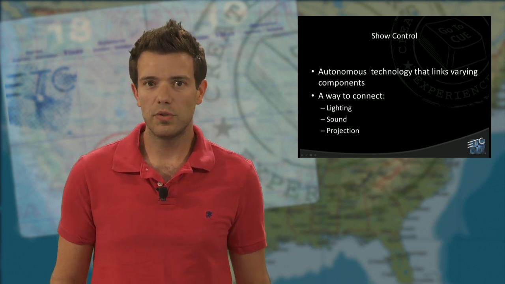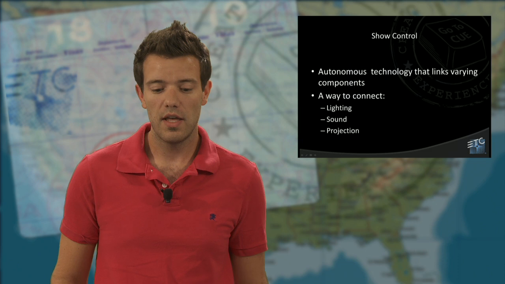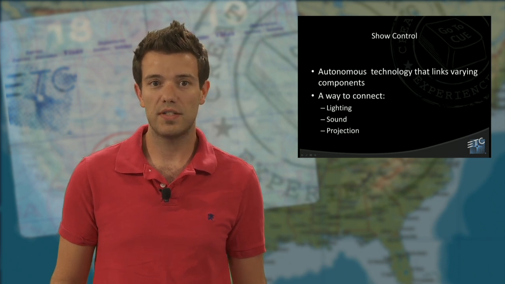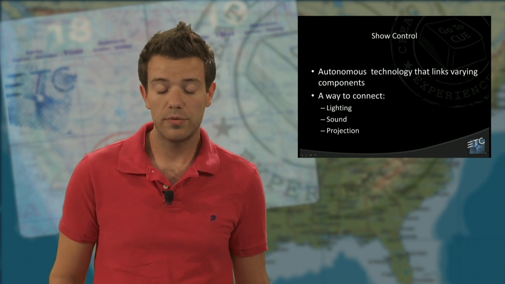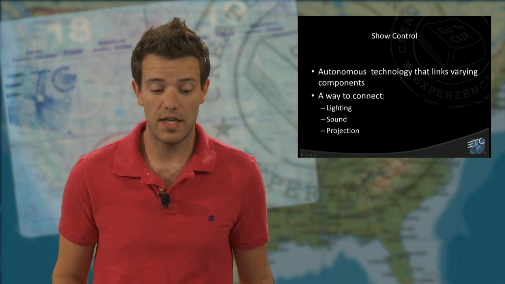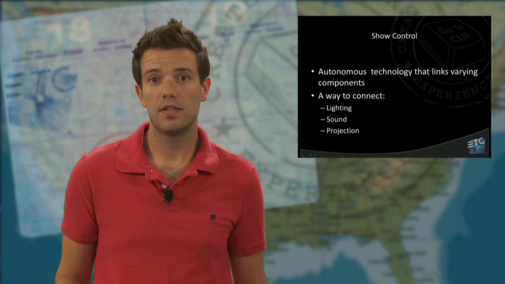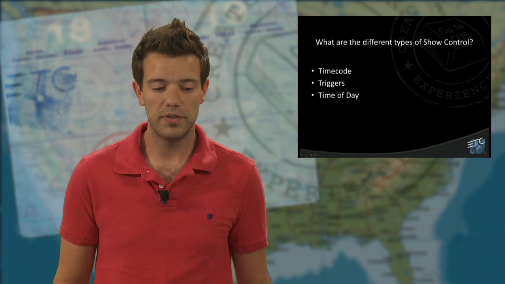So first of all, let's talk about what show control actually is. I think of show control in a very simple way. It's an autonomous technology that links varying components together. There's three different types of components that we may connect together. That may be lighting, sound, or projection, and sometimes automation may be included with that.